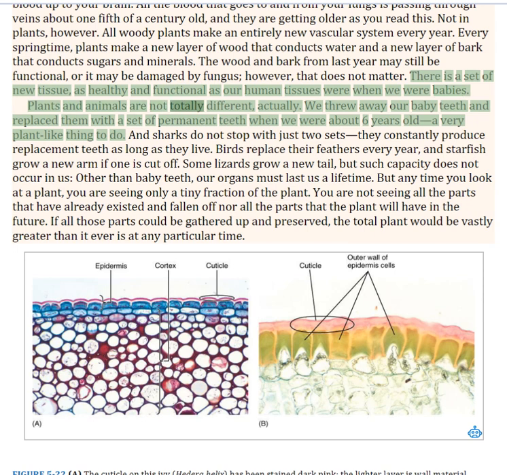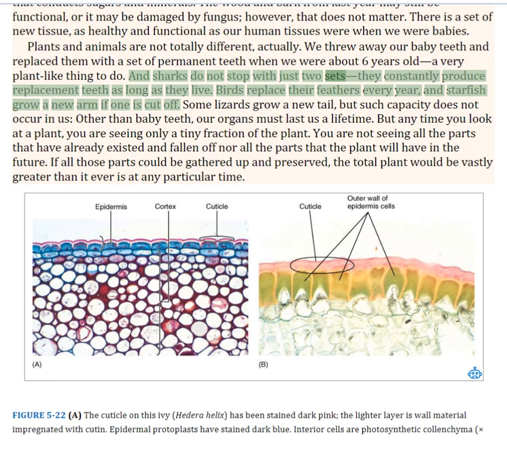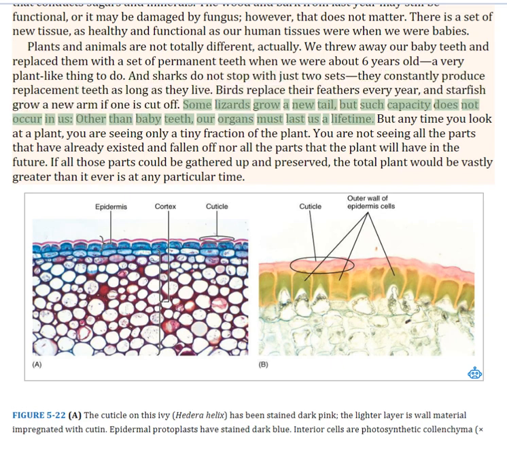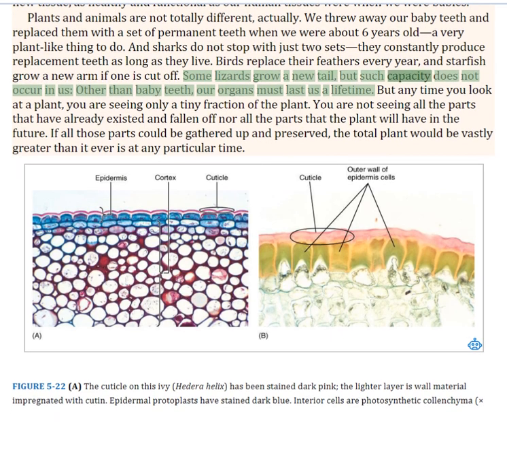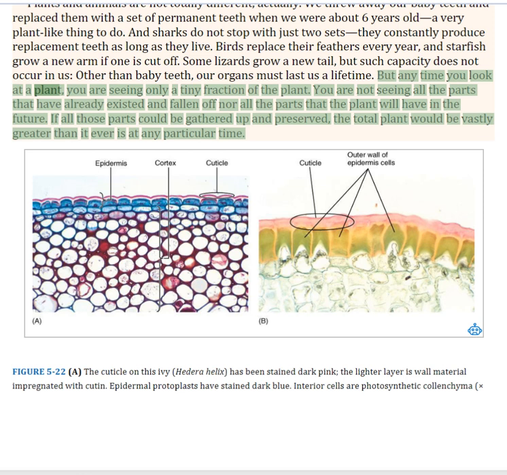Plants and animals are not totally different, actually. We threw away our baby teeth and replaced them with a set of permanent teeth when we were about 6 years old, a very plant-like thing to do. And sharks do not stop with just 2 sets, they constantly produce replacement teeth as long as they live. Birds replace their feathers every year, and starfish grow a new arm if one is cut off. Some lizards grow a new tail, but such capacity does not occur in us. Other than baby teeth, our organs must last us a lifetime. But any time you look at a plant, you are seeing only a tiny fraction of the plant.